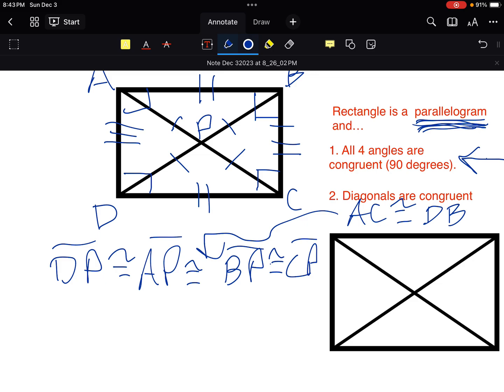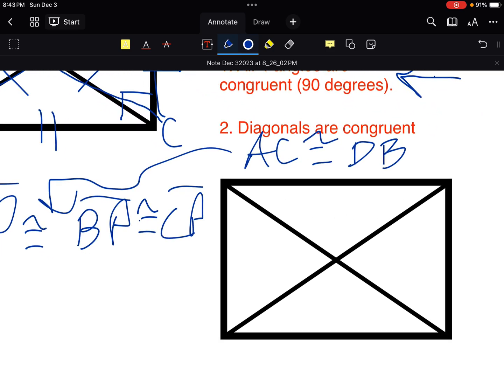Now, what does that make each of these triangles? This triangle, triangle BPC, is going to be isosceles. This triangle APD is also going to be isosceles. And furthermore, those two are congruent. So let's take a look at that down here with this picture. Let's switch colors here. This triangle is isosceles, and it's congruent to this triangle, which is isosceles.